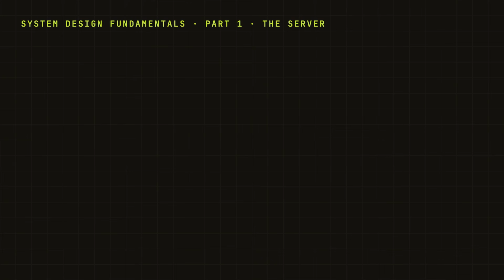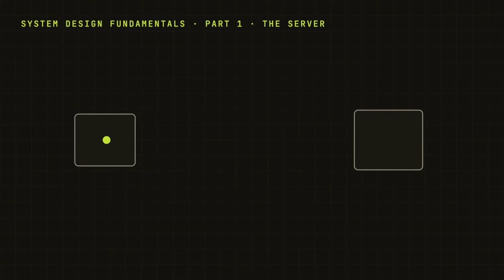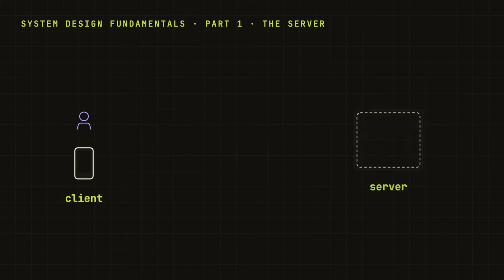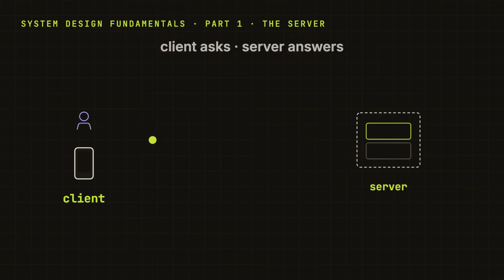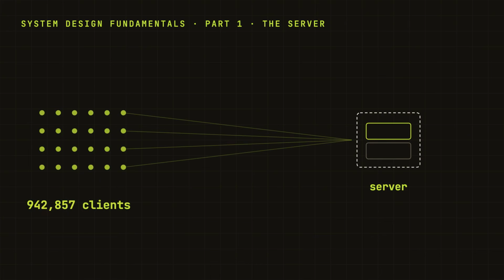Okay, the request arrived at the server, but let's be precise about what that even means because client and server are the two most basic words in all of this. A client is the thing that asks, your browser, your phone app. A server is a program running on a computer somewhere whose job is to answer those requests. That's it. Client asks, server answers, and one machine can serve millions of clients.